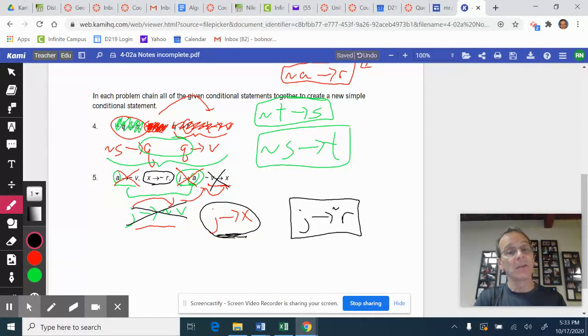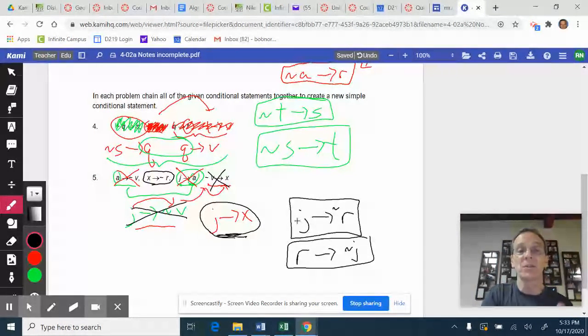Right? Now, again, there's another good answer to this problem. Another good answer could have been the contrapositive of this one. R implies not J. Okay. We could have come up with that if we had just taken different contrapositives, or started the problem from a different place or something.